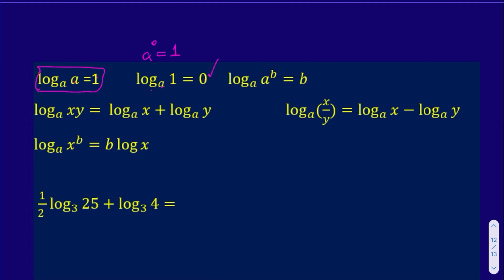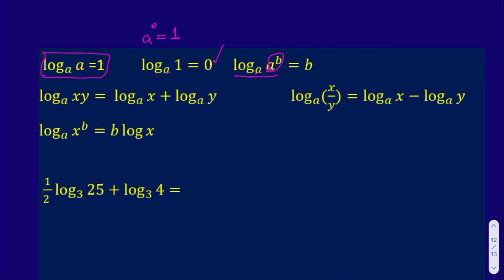And also, if we have a log of a number which has a power, is exponential, and the base of this number is the same as the base of the log, the value of this function will be equal to the power of the exponential number. It will be b.